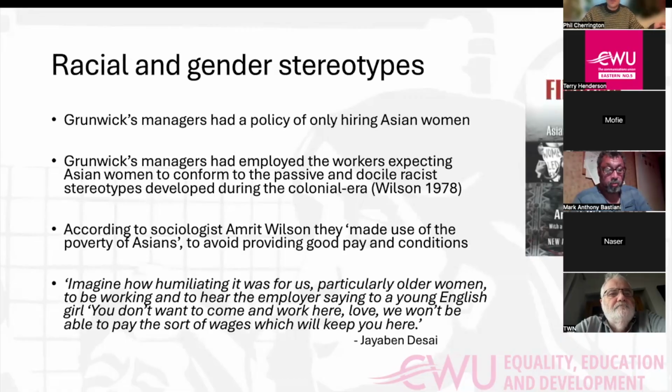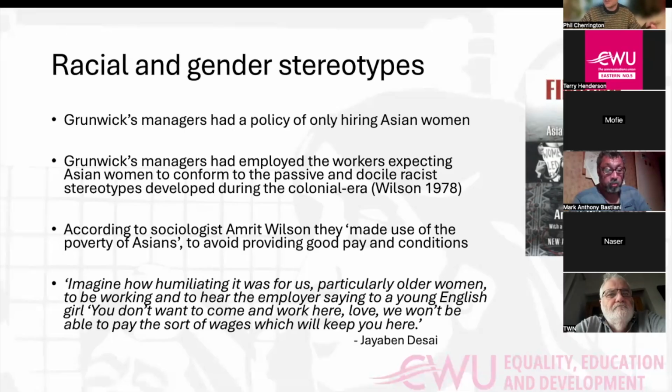Another way the legacy of empire played out in the Grunwick dispute was the way the managers treated their staff. So, according to the sociologist and writer Amrit Wilson, who wrote this wonderful book, Finding a Voice, the managers leant into the passive and docile colonial stereotypes of Asian women and made use of the poverty that many of these women found themselves in to avoid paying and treating the workers properly.